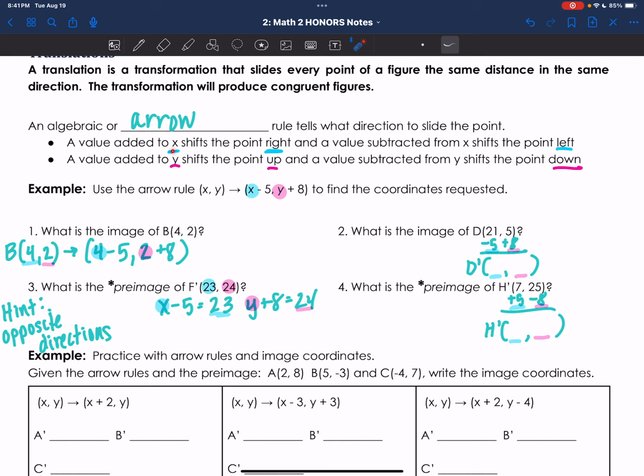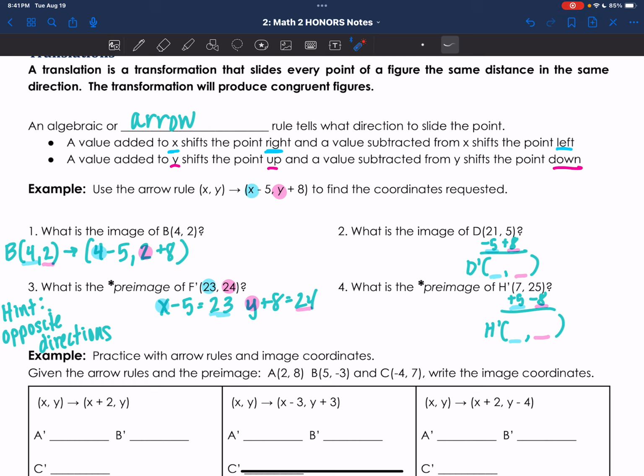So the value added to x shifts the point right, and a value subtracted from x shifts the point left. And then a value added to y shifts the point up, and a value subtracted from y shifts the point down. So it's very similar to moving on the graphs. It just tells you what direction to go.